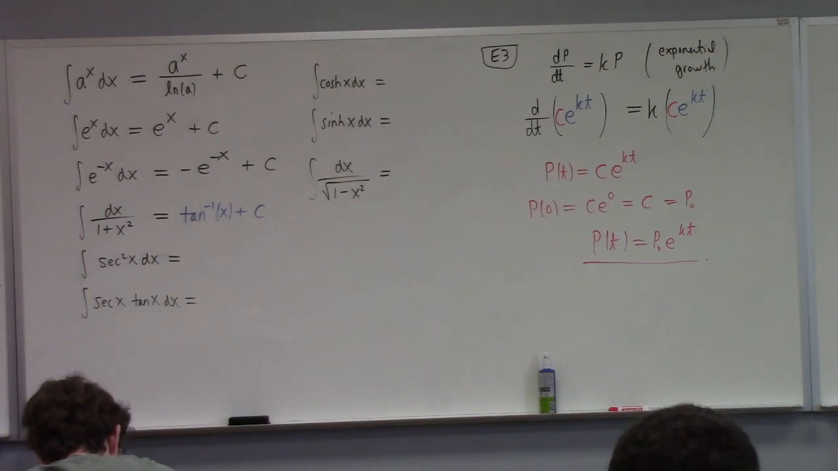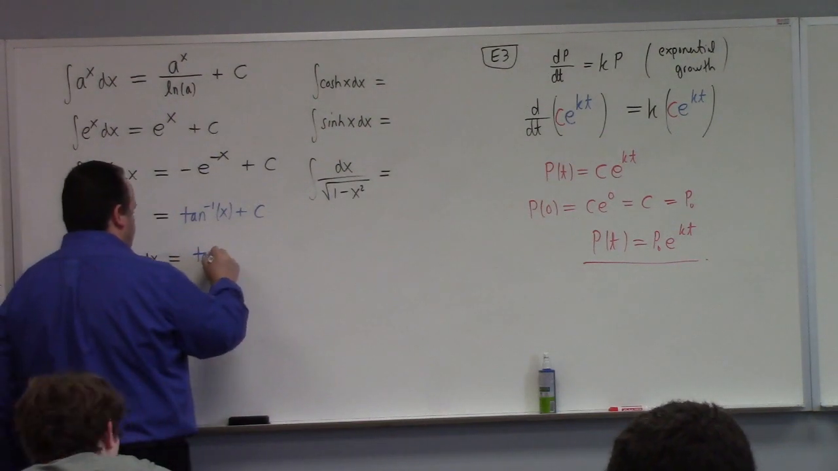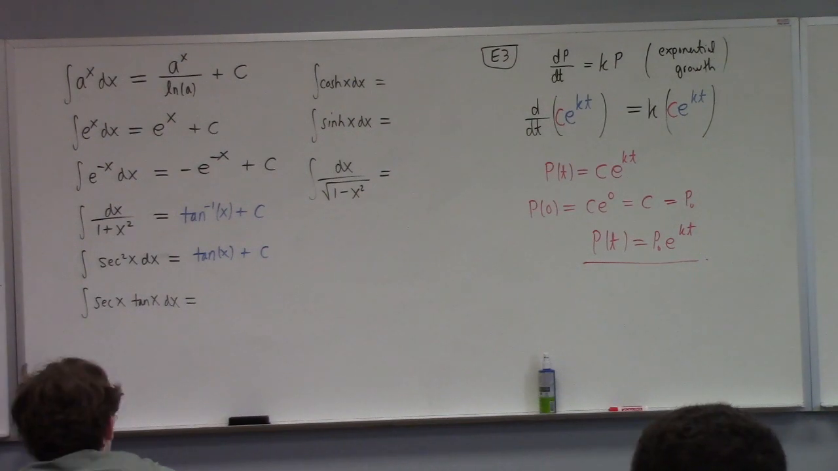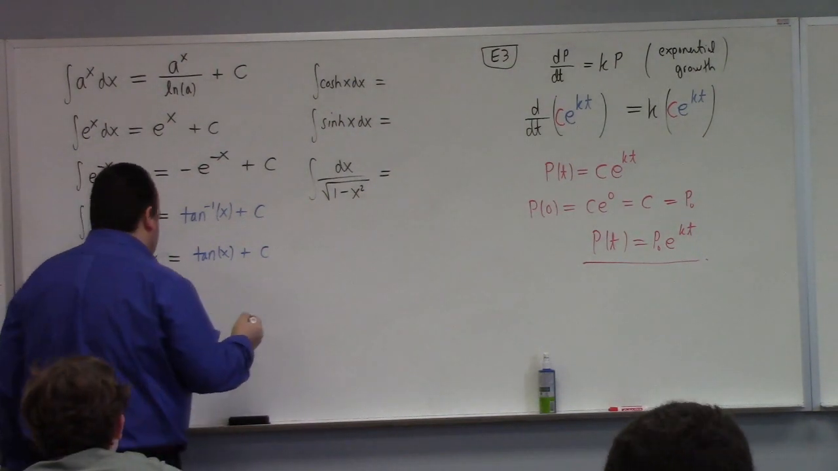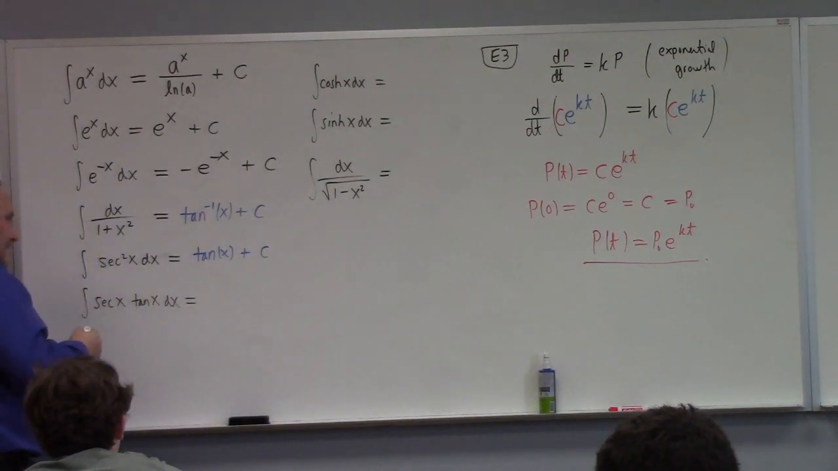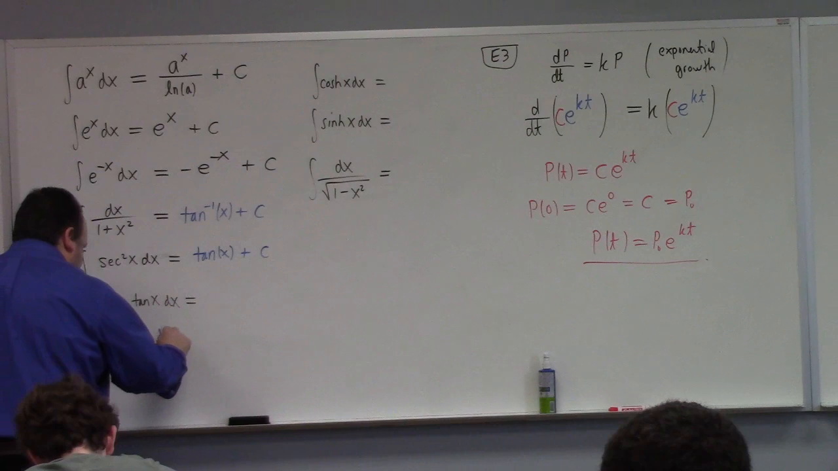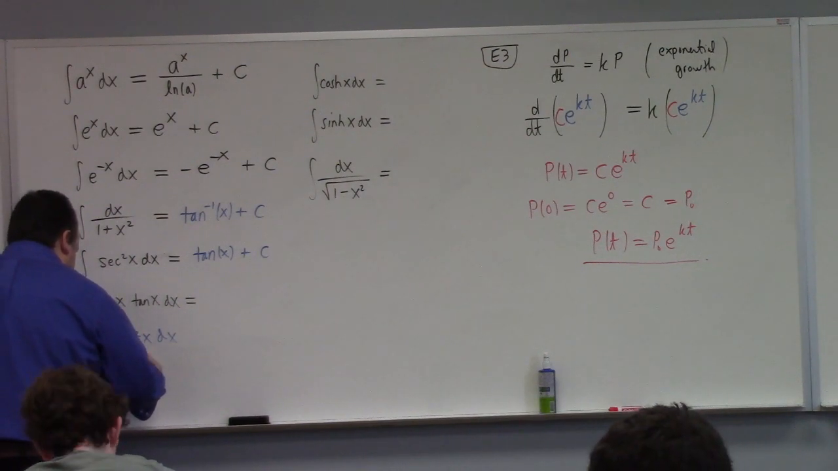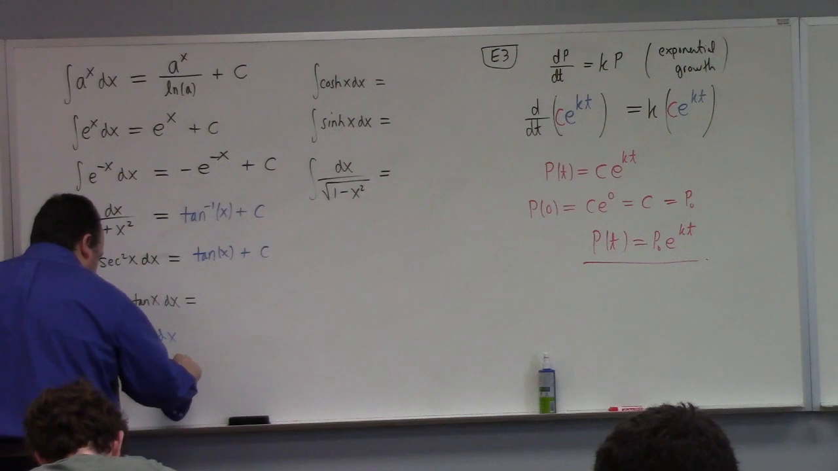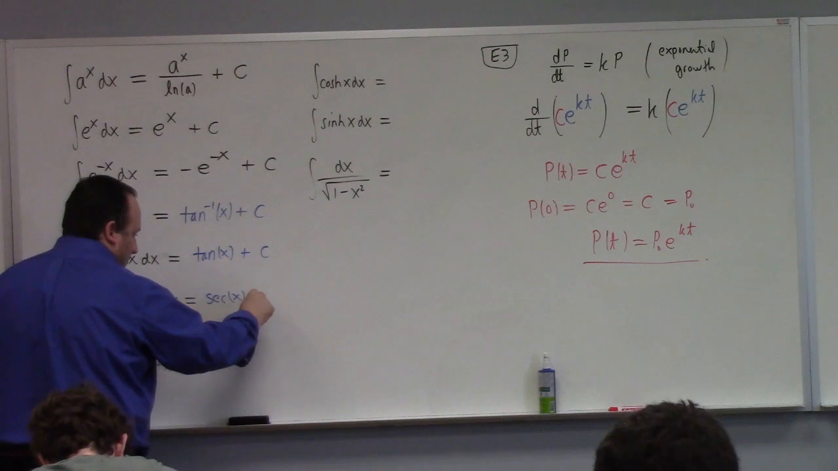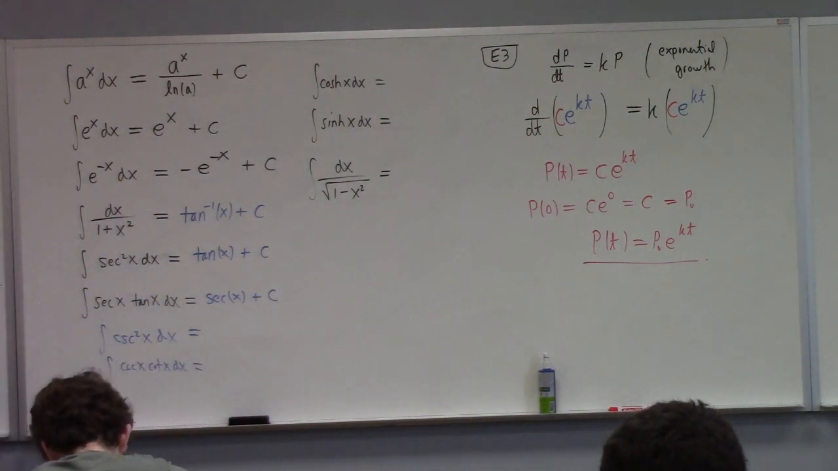What function differentiates to secant squared? Yeah, tangent. So this is tangent of x plus a constant. Which function differentiates to secant tangent? What? Did you say tangent? No. Nope. Yeah, we'll add cosecant squared and integral of cosecant and cotangent down here while we're at it. The answer here is secant of x plus a constant. The derivative of secant is secant tangent.